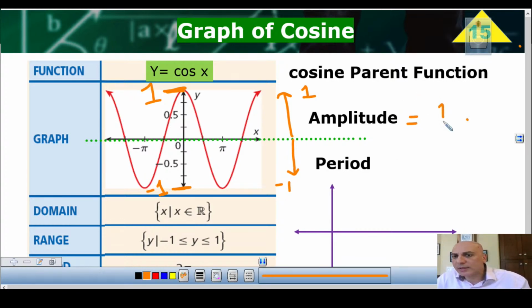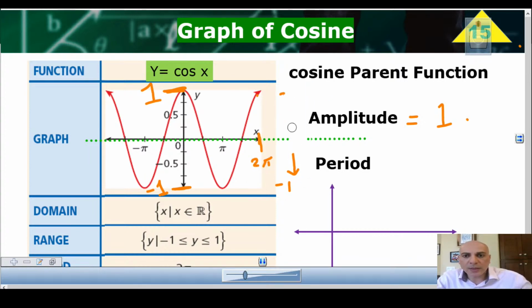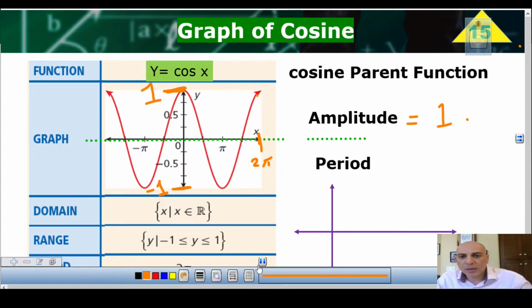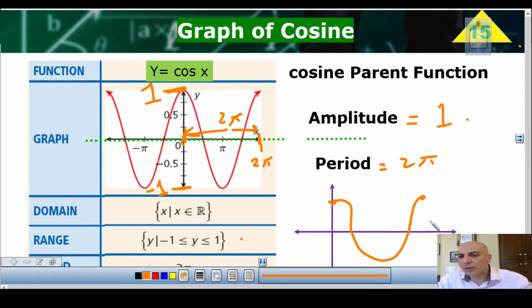Period is how long it takes for this function to start and finish the wave. Write the wave. So how long does it take? Well, if you look closely here, you will find yourself looking at 2 pi. You're going to end at 2 pi. From here to here, it's going to take 2 pi radians. So the period for the parent is 2 pi. That's how long it takes from the beginning to the finish of the wave.